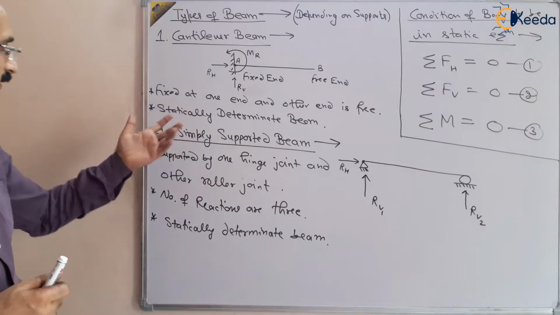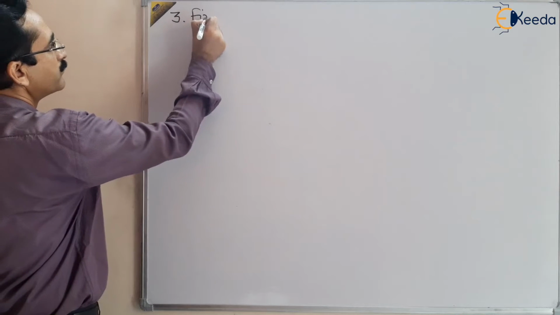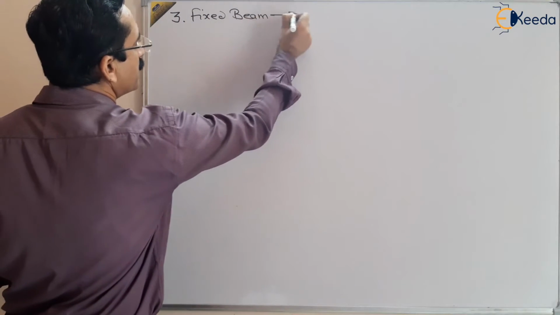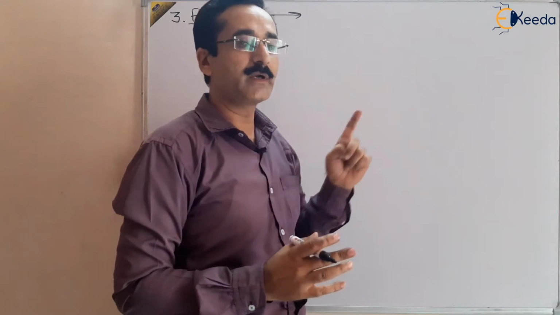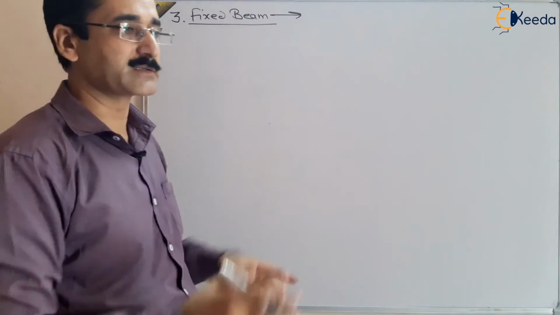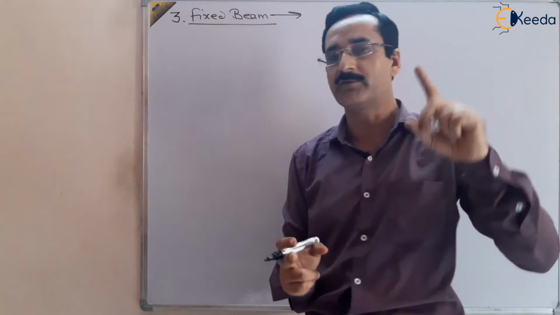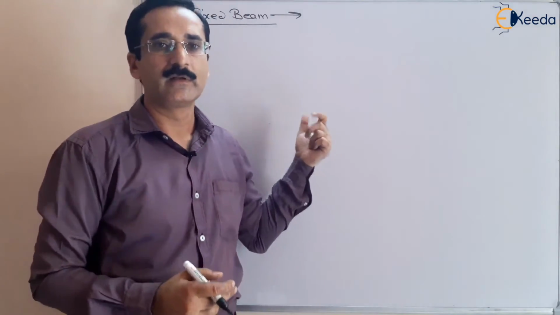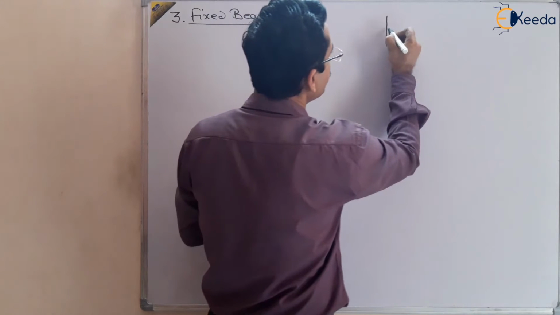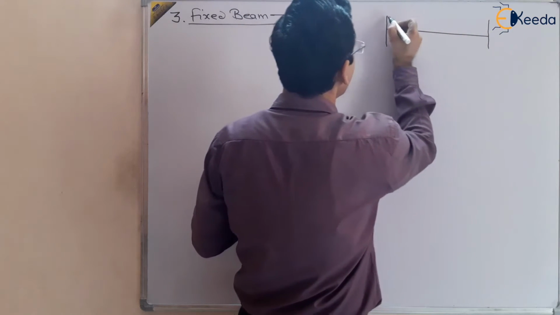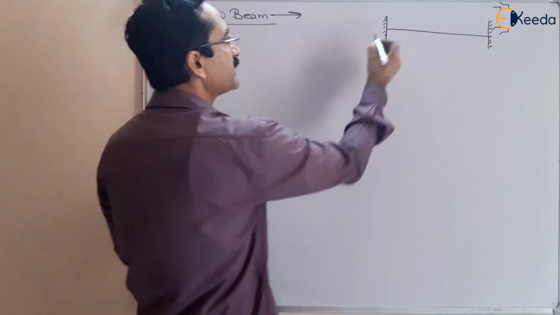Let us see another type of beam, that is the fixed beam. The third type of beam is the fixed beam. As the name suggests, it is fixed, but it is not a cantilever beam. It is fixed at both ends. It is opposite to the cantilever beam, in which the beam was fixed at only one end and the other end was free. But here, in this case, it is fixed at both ends, here as well as here, right? At both ends this beam is fixed.